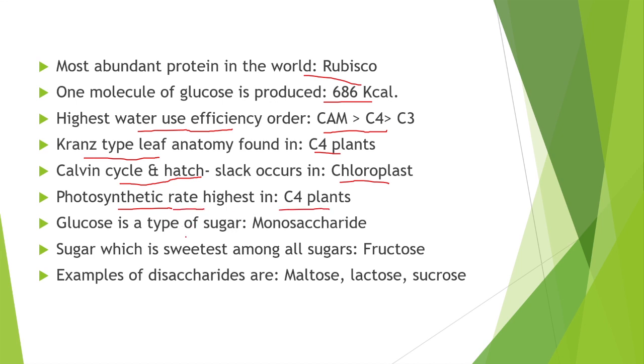The glucose is a type of monosaccharide sugar. Sugar which is sweetest among all the sugars is fructose. The examples of disaccharides are maltose, lactose and sucrose. This disaccharide sugar is formed from 2 monosaccharide units. Maltose is formed from 2 units of glucose. Lactose is a combination of glucose and galactose and sucrose is formed from glucose and fructose.